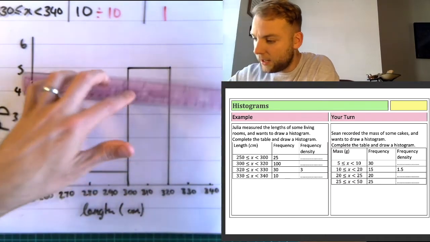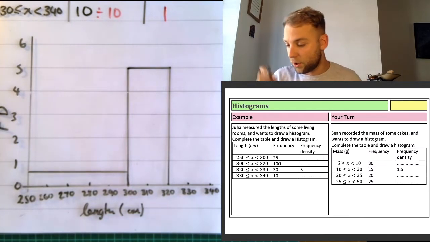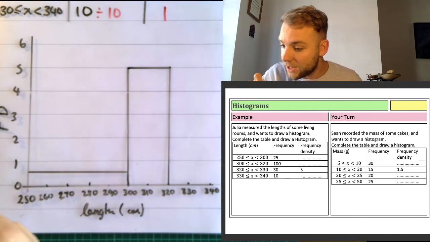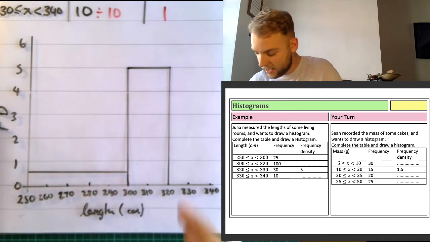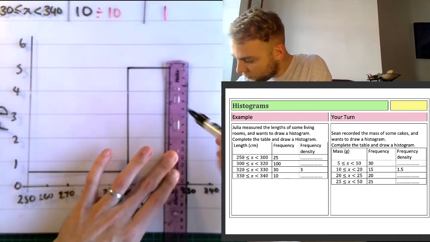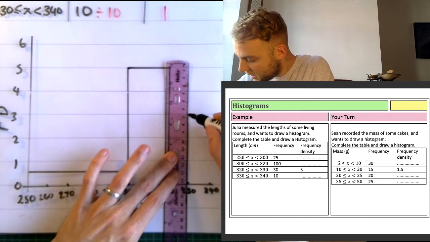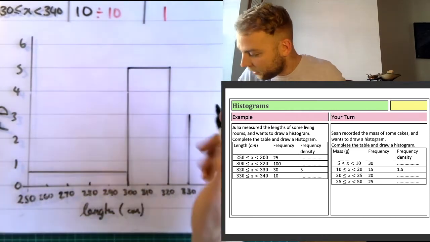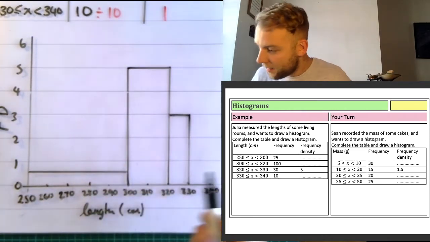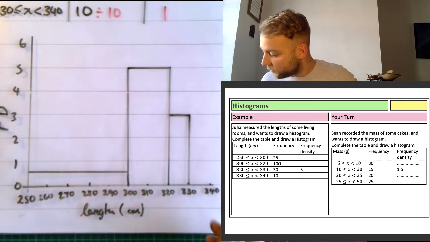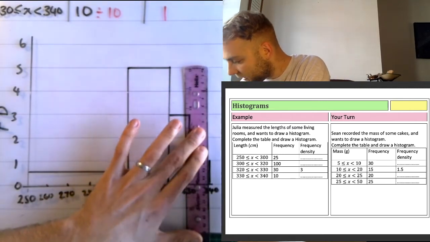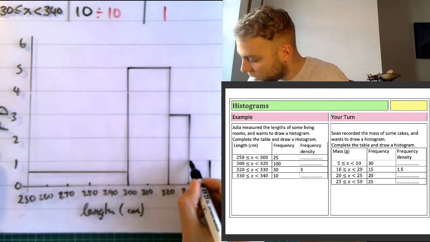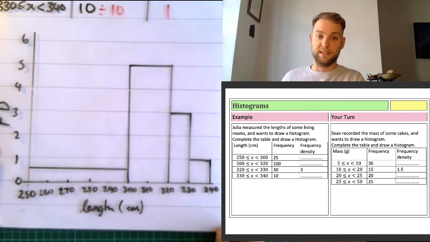Across there, brilliant. So that one's 300, 320, up 5. The next one is 320 to 330, and that's 3. So up to 330 there, and then across by 3. And then that last one is 330 to 340 and up by 1. So here, like so, and then up by 1, brilliant. So there you've got your histogram.